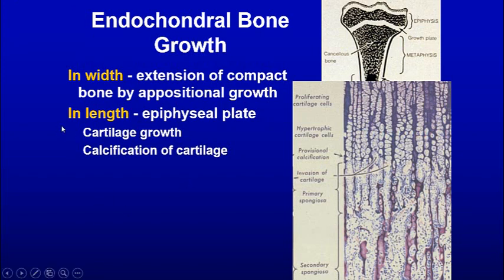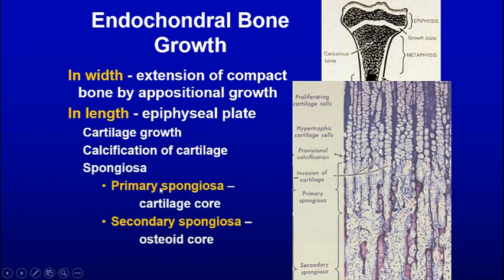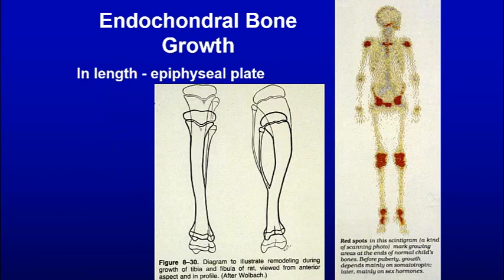But in terms of length, since there's no appositional growth, it has to engage the epiphyseal plate. And the epiphyseal plate is cartilage that we see there. And you get cartilage growth because it can have interstitial growth. It can grow from within. And then it's replaced by bone. And that's where you get primary spongiosum, where you have a cartilage core, or secondary spongiosum, which is totally bone that has replaced all the cartilage that we see there.